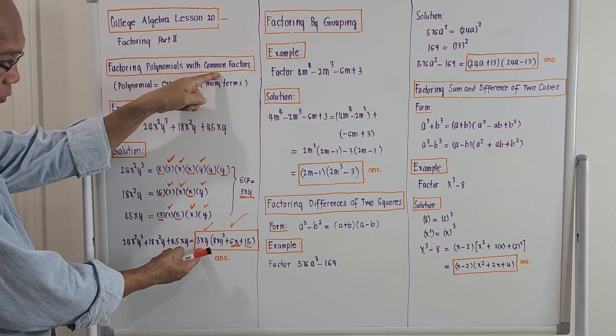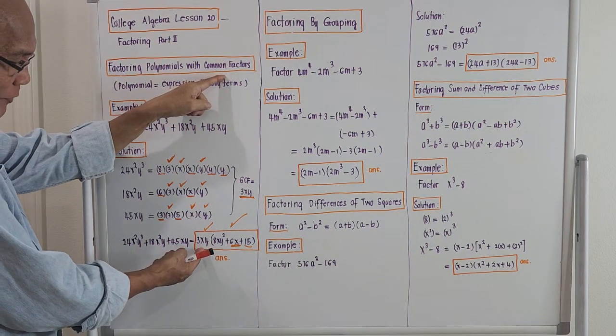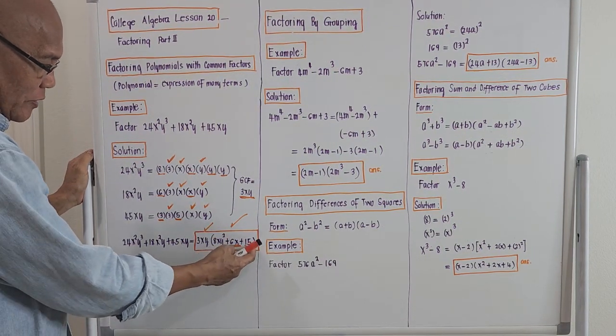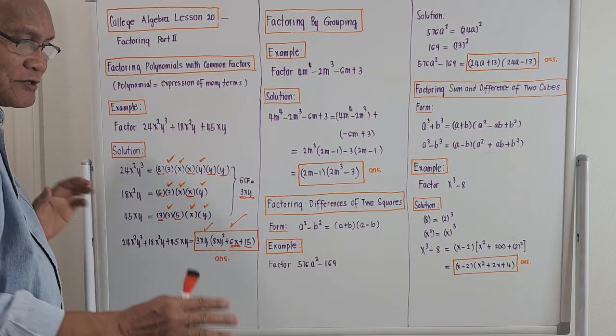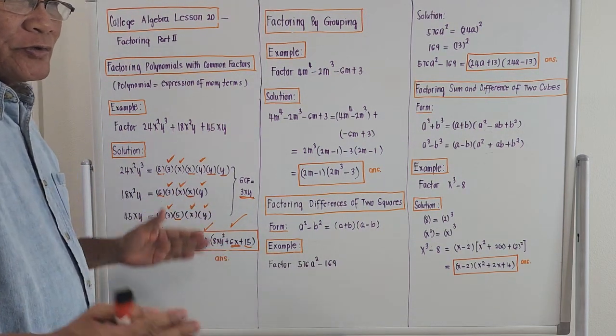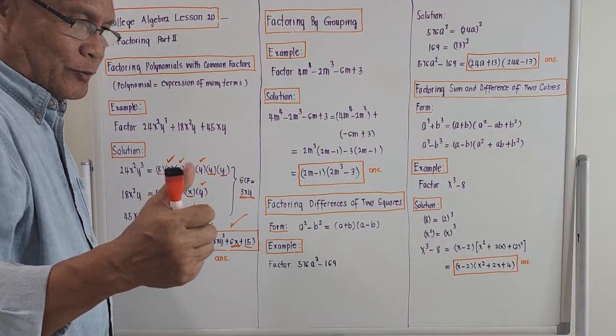Meaning to say, this expanded expression can be written with the greatest common factor 3xy. That's why it is called common factor, right? Times the quantity 8x squared y plus 6x plus 15. That will be our final answer. As simple as that. So if in all your solutions you could do this, we are good.